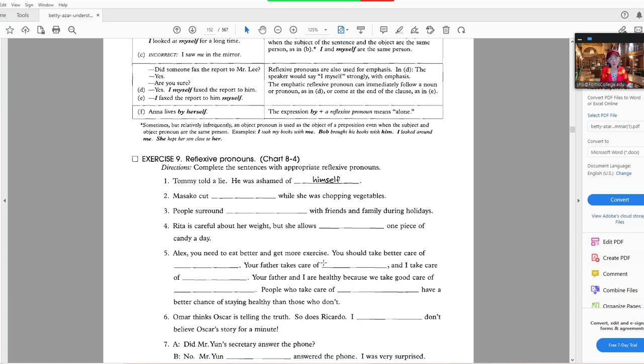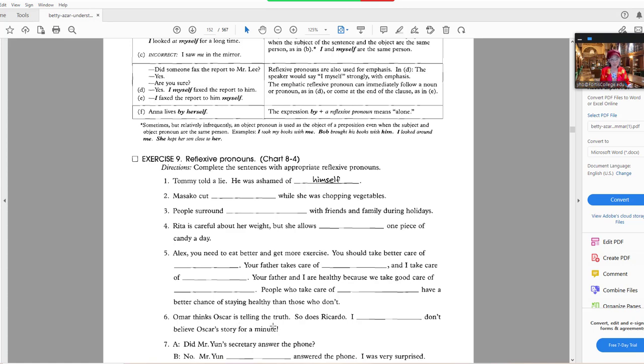Alex, you need to eat better and get more exercise. You should take better care of yourself. Your father takes care of himself, and I take care of myself. Your father and I are healthy because we take care of ourselves. People who take care of themselves have a better chance of staying healthy than those who don't.